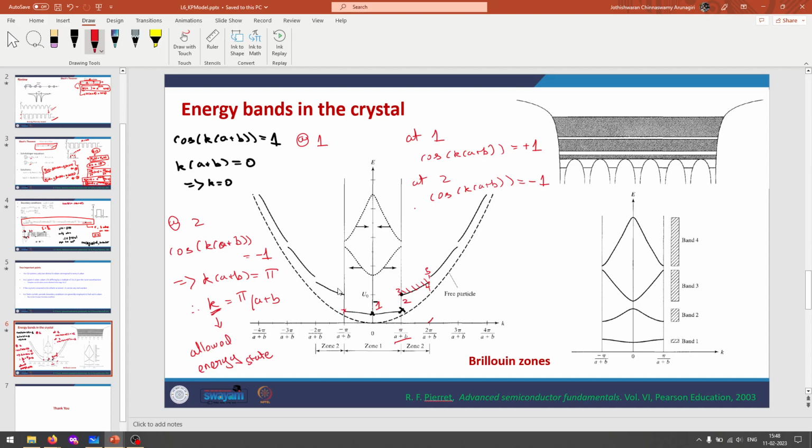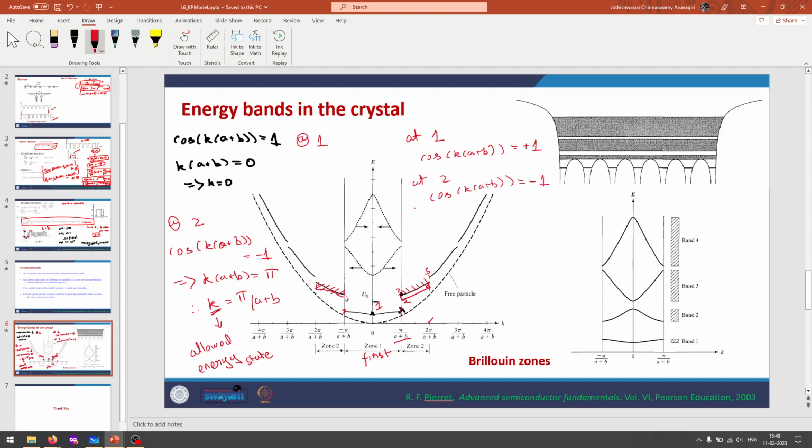Similarly, I have the corresponding negative values that go from minus pi by (a plus b) to, let me shade it this way, minus 2 pi by (a plus b). Okay. So now these different ranges of k values are known as the Brillouin zones. So this region from minus pi by (a plus b) to plus pi by (a plus b) is known as the first Brillouin zone.